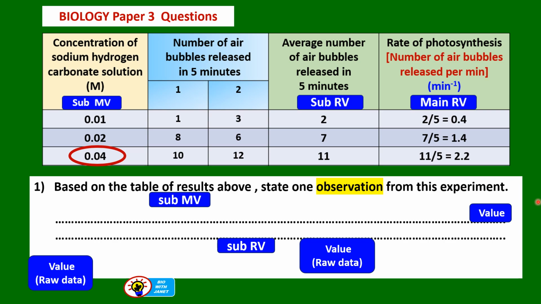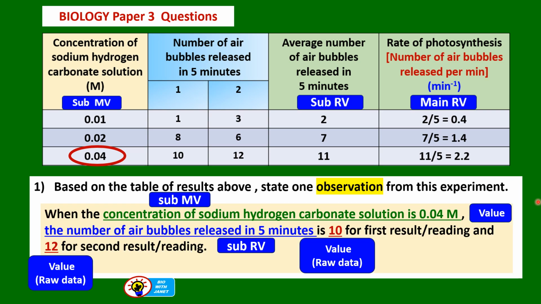Okay, try and write your own observation. Practice writing. Right, let's look at the answer. When the concentration of sodium hydrogen carbonate solution here, I choose the 0.04 M. So you look carefully at what they want you to write. If they don't give you any particular concentration to write about, then you can pick your own. So either choose the lowest concentration or the highest concentration.